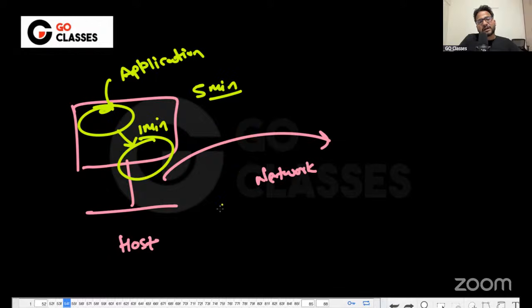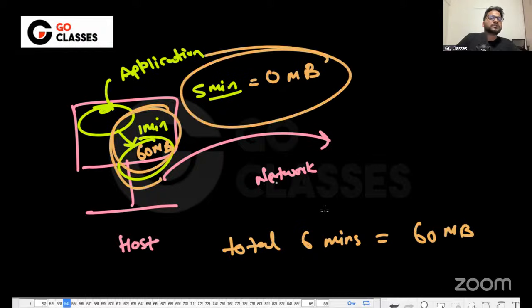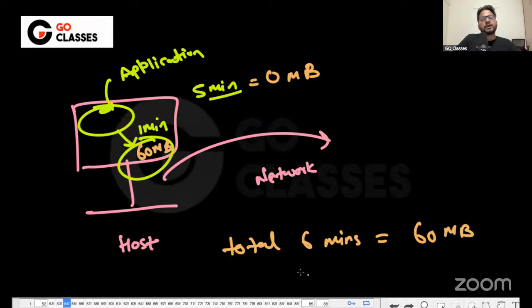Basically, in a total of 6 minutes, let's suppose in 1 minute the application layer sends 60 MB of data, and in the next 5 minutes it sends 0 MB. Just for example. So in total 6 minutes, how much is the application layer sending? 60 MB, right? In the first 1 minute 60 MB, and the next 5 minutes 0 MB.